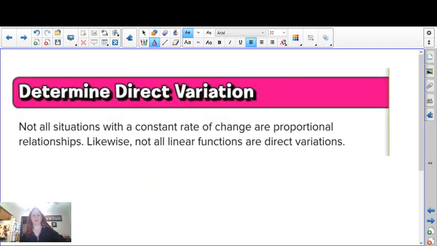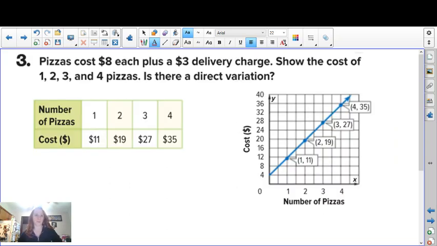All right, determining direct variation. Not all situations with a constant rate of change are proportional relationships. Likewise, not all linear functions are direct variations. So we're going to see some examples that might not be.